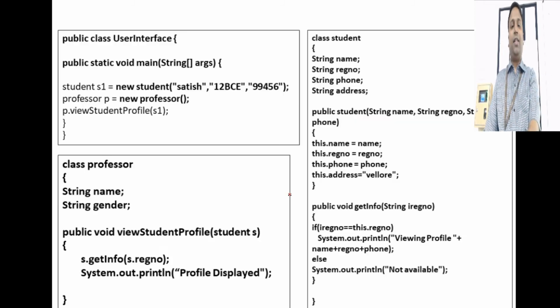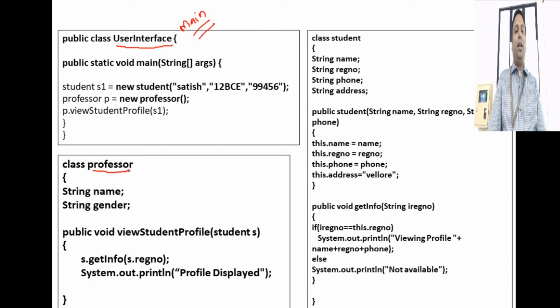Before modeling this, I'm just displaying the code here. As I told you, we should first model, then convert that model to code. But since we have learned code first, we'll first understand this code and see how it is modeled. Okay. So I've taken 3 classes. One is the user interface class, or you can consider this to be the main class. Another one is the professor class, and another one is the student class. So the use case here is professor views profile of a student.